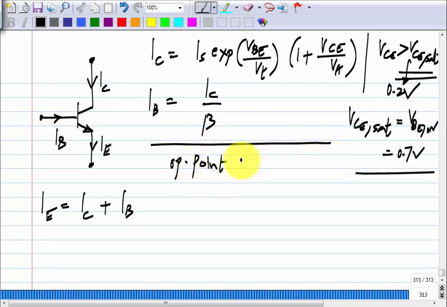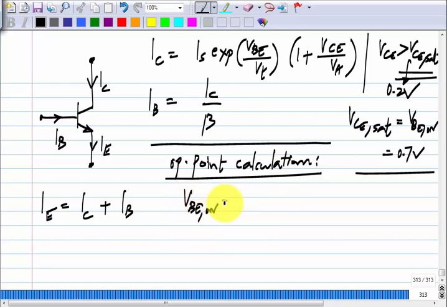while doing operating point calculations. Okay. Just like for a diode, we assume that VBE on is 0.7 volts.